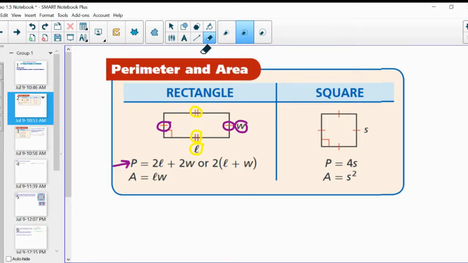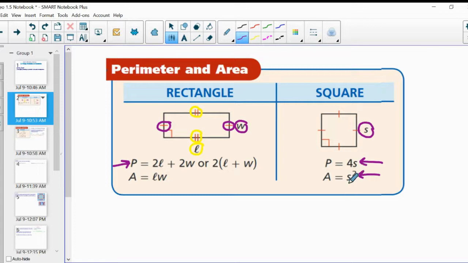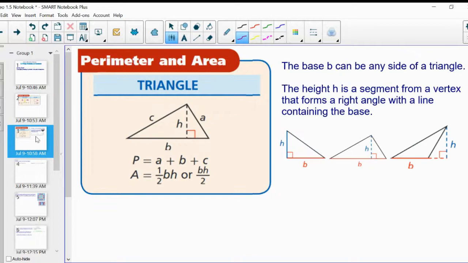Again, we could think about perimeter and just add up all 4 sides, or we can simplify it. If we know the length of one side, the perimeter is 4 times that side length. And then the area is the side length squared, or to the second power. All right, so that's rectangles and squares. All right, triangles, moving on here. Inside the square rectangle here, we have the formulas for a triangle.